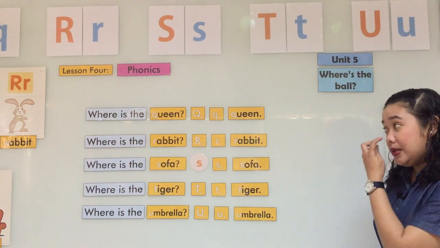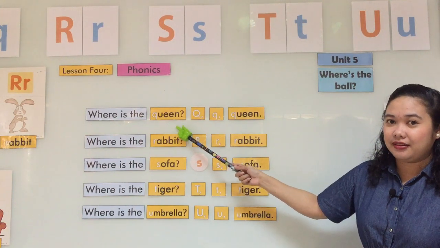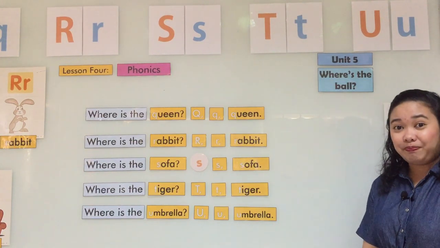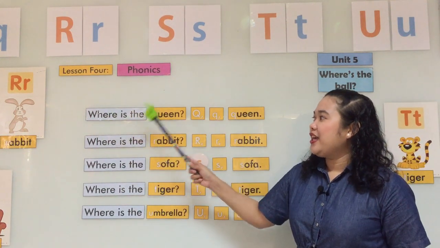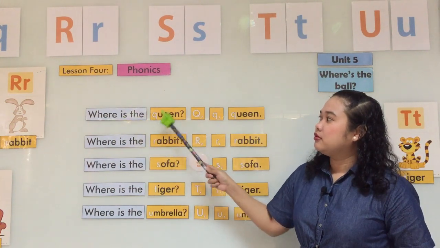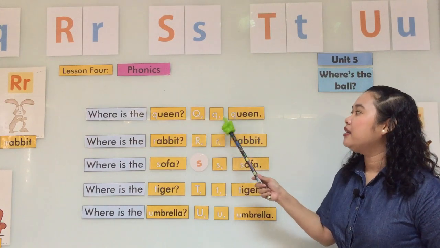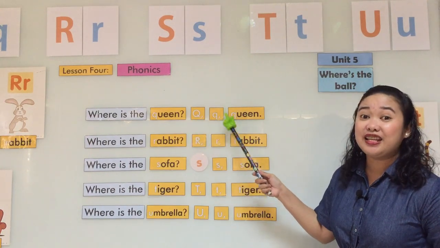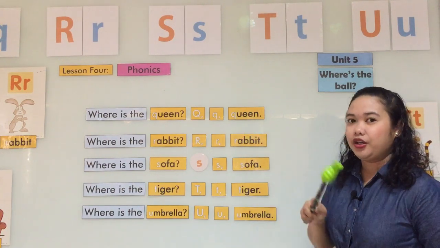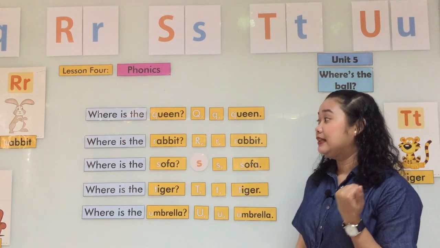Okay? So this is what we're going to do. We will read. Where is the queen? Okay? So we will read all of this and then later we will listen to the chant. Okay? So let's start. Where is the queen? Your turn. Read. Good. Qu, qu, queen. On this side, you will say the letter sound. Okay? Qu, qu, queen. Your turn. Good. Now, let's read the next line.